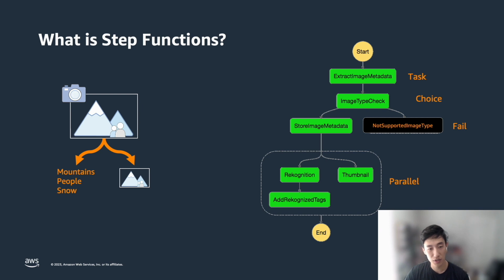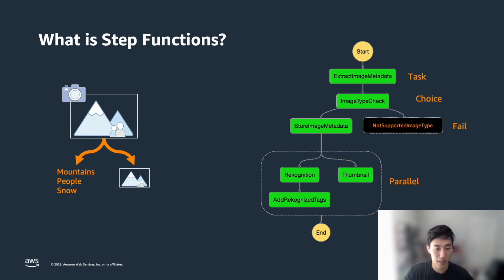To illustrate what Step Functions does, let's look at a simple example. Suppose we're building an application where we take photos and upload them to S3, and we want to do a few things with these photos, like create thumbnails or send them to Amazon Rekognition to identify faces or things in the photos. Maybe I also want to write some metadata to a data store like DynamoDB.